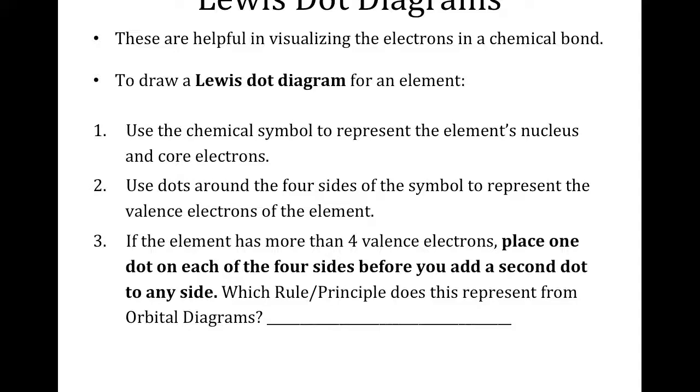Which rule or principle does this represent from orbital diagrams? If you remember, we had 3 rules from orbital diagrams, and one of them said that we have to fill each orbital with 1 electron before we start double filling. And that was Hund's rule. Ms. Wyrens likes to think of that as the sleepover rule. If you have 3 beds in a house, 2 people aren't going to sleep in 1 bed if there's an empty bed available. So that helps us follow Hund's rule.